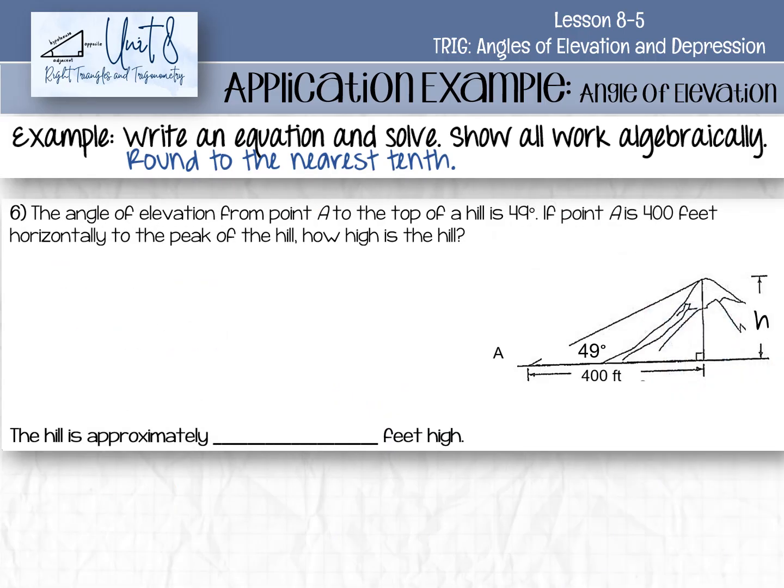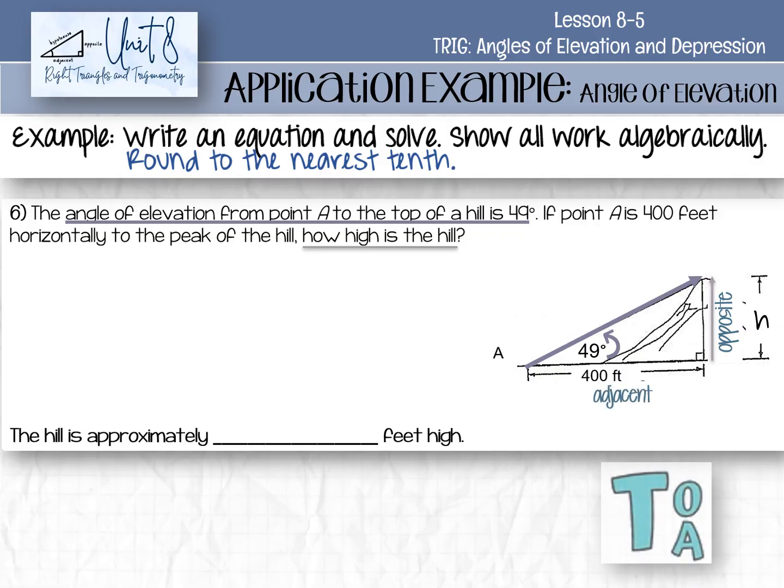Number 6. The angle of elevation from point A to the top of the hill is 49 degrees. If point A is 400 feet horizontally from the peak of the hill, which is marked, how high is the hill? So that's what we're looking for. It's marked with h. That side's opposite. This side's adjacent. Tangent, again, a lot of these are going to be tangent. Tangent of 49 degrees is h over 400.